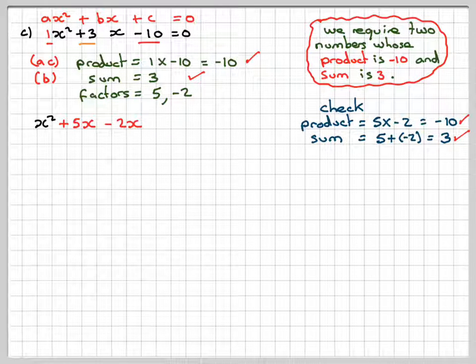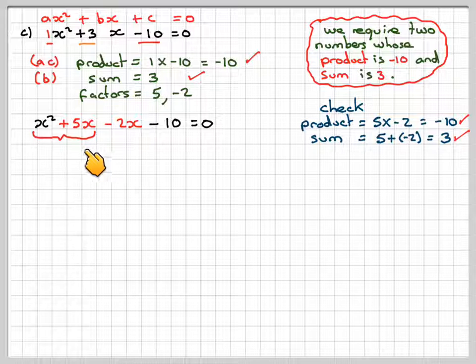5x minus 2x minus 10 is equal to 0. Now we haven't changed the meaning of the equation because 5x minus 2x does give me 3x. These two things can be any way around, it doesn't matter as long as you make sure the signs go with the right number.